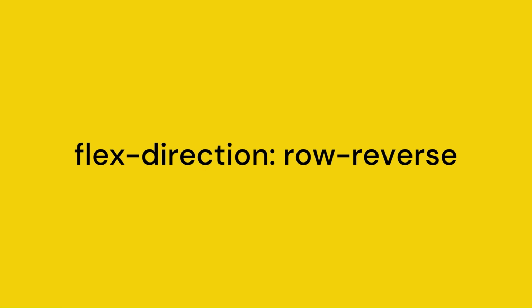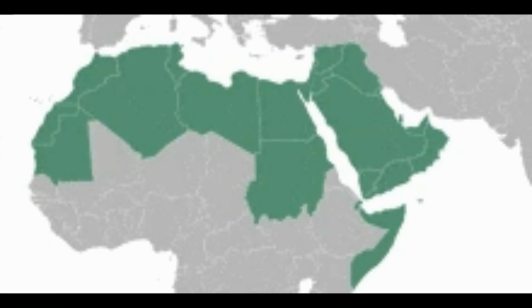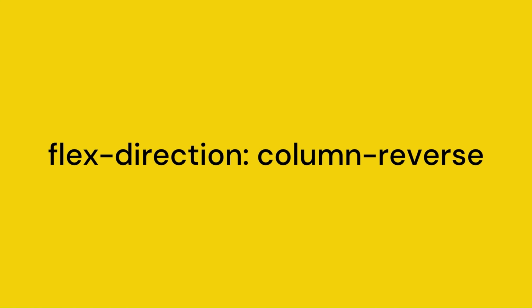Flex direction row reverse. Flex direction row reverse is like reading Arabic text. Everything flows from right to left. Imagine you are creating a website for a Middle Eastern audience and you want everything to flow naturally for their reading direction.